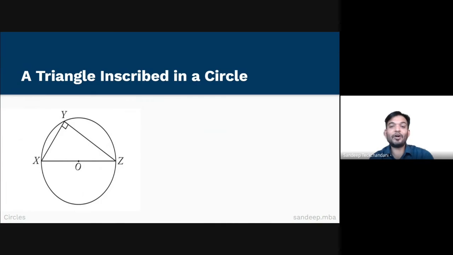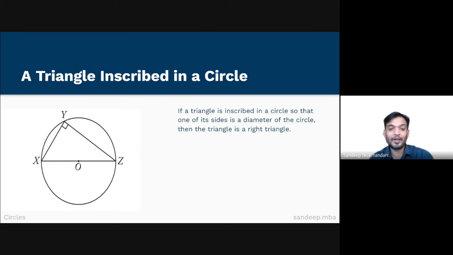In this slide, we'll talk about a triangle inscribed in a circle. If a triangle is inscribed in a circle so that one of its sides is a diameter of the circle, then the triangle is a right triangle. For example, in the circle here, XZ is the diameter of the circle and the measure of angle XYZ is 90 degrees.